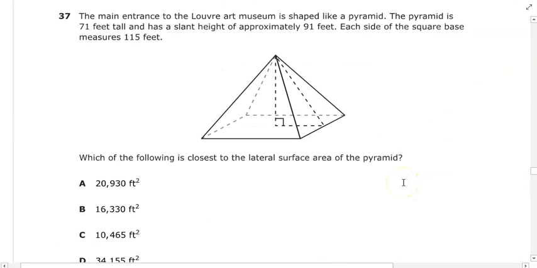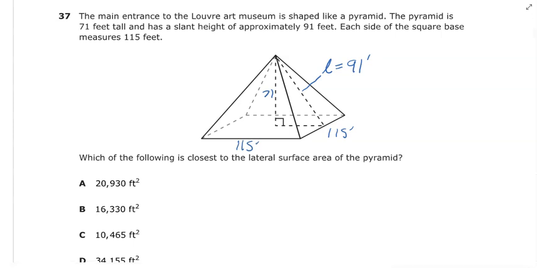37. The main entrance on the Louvre Art Museum is shaped like a pyramid. The pyramid is 71 feet tall and has a slant height of approximately 91 feet. So 71 feet tall, slant height of approximately 91 feet. Each side is square with 115 feet, so 115 it is a square, so that's convenient. Which of the following is the closest to the lateral surface area of the pyramid?